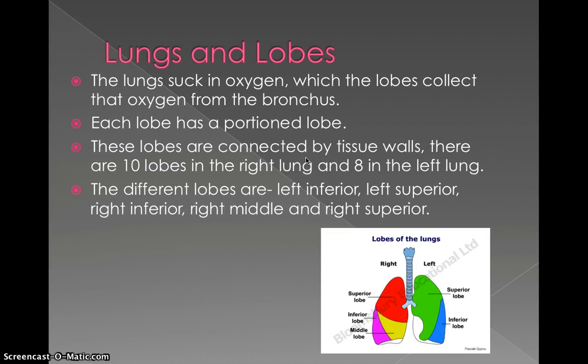Lungs and lobes. The lungs suck in oxygen, which the lobes collect from the bronchus. Each lobe has a portion lobe. These lobes are connected by tissue walls. There are 10 lobes in the right lung and 8 in the left lung. The different lobes are left inferior, left superior, right middle, and right superior.